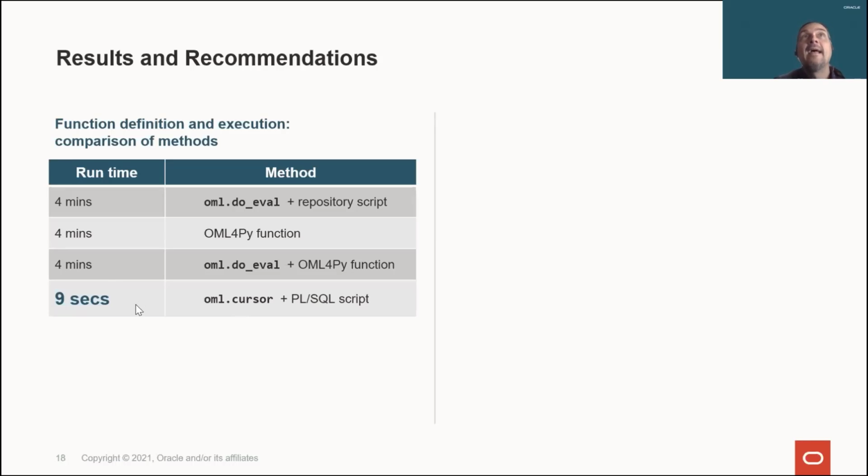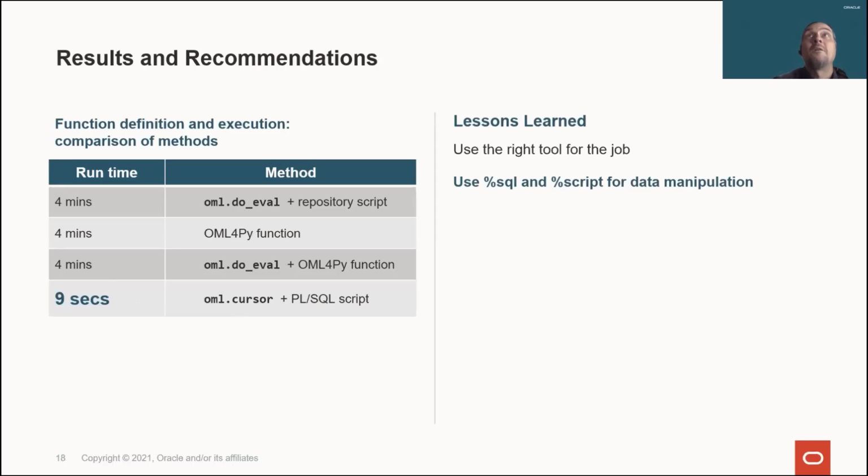And so the big moral for us is, as data scientists, we're so used to working in R and Python and making Python and R do all kinds of data manipulations. Well, OML gives us the tools and the ability to embed SQL, embed scripts, and to actually do it completely within the database. And so we want to use that SQL for our data manipulation. It just makes a huge difference in our timing.